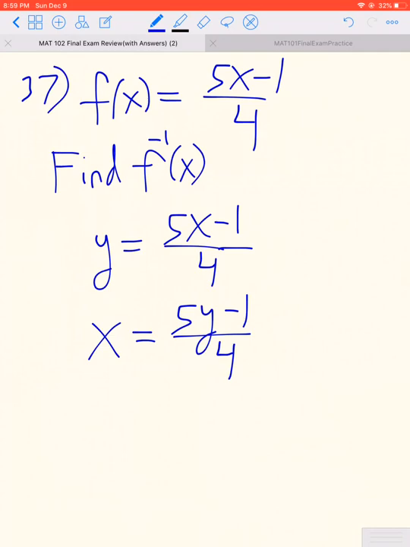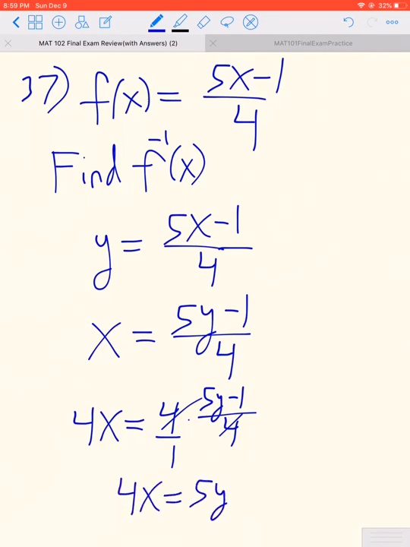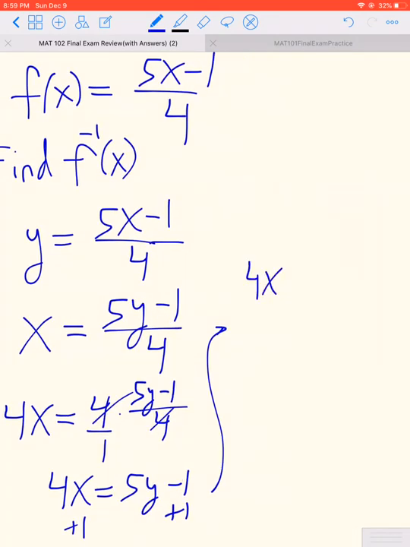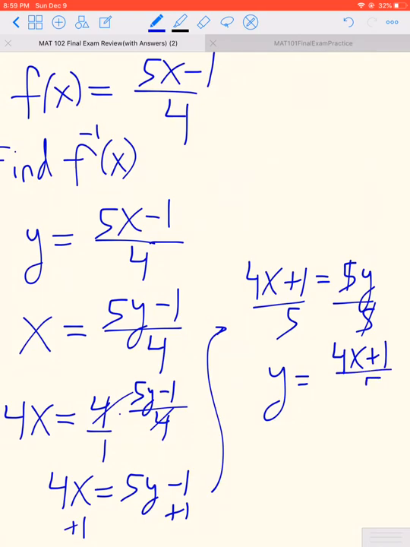And now the very last thing we need to do is we need to resolve this equation to get y by itself. To do that, I can begin by multiplying both sides by 4 to get rid of the fraction. So we have 4x equals 5y minus 1. To get y by itself, we would now add 1 to both sides. This would say that 4x plus 1 equals 5y. And then just divide everything by 5. So we would get y equals 4x plus 1 divided by 5.